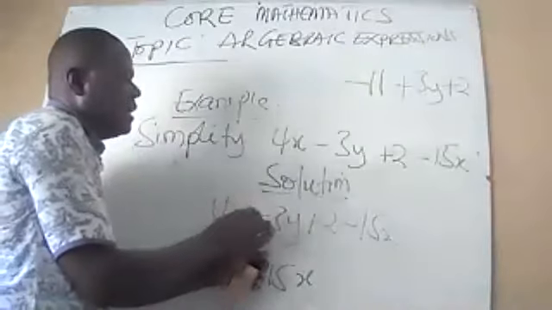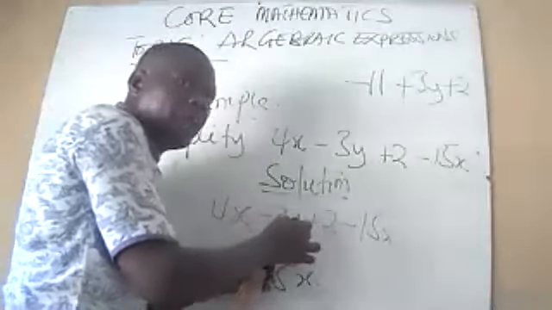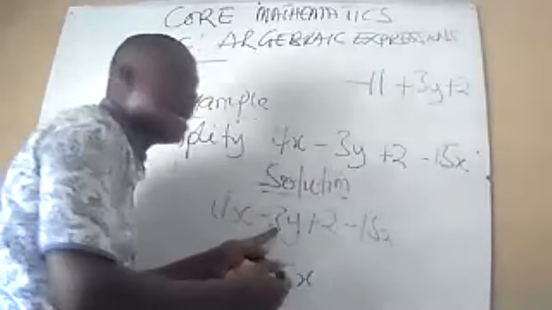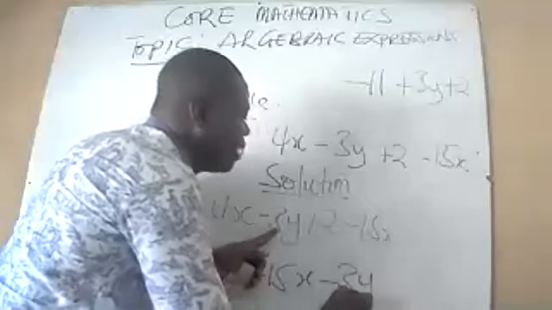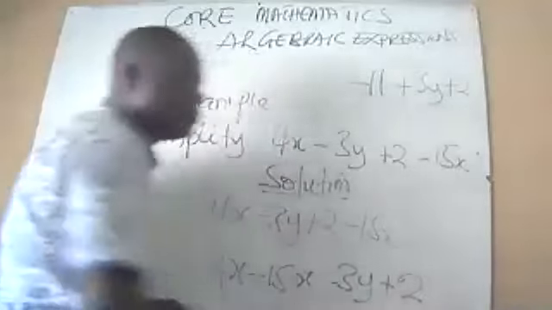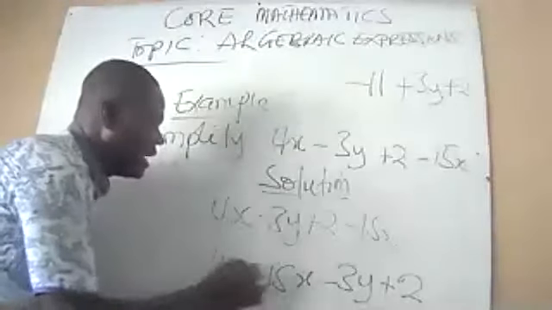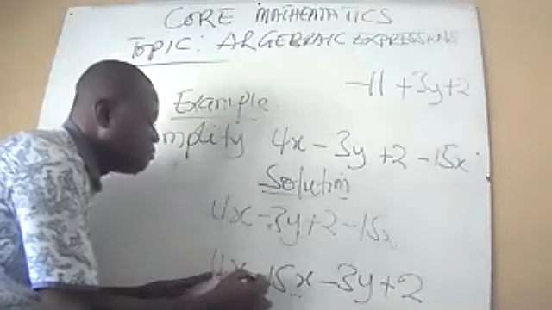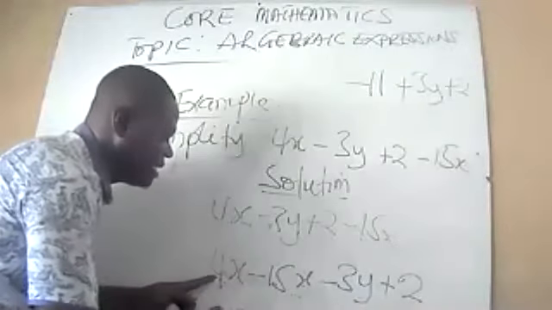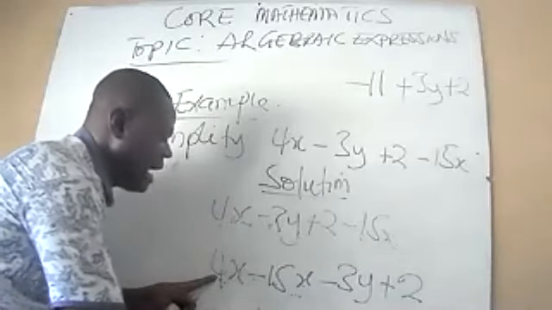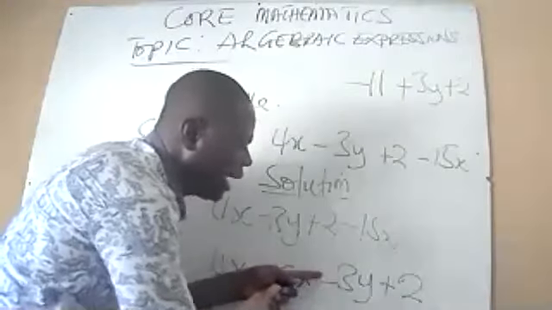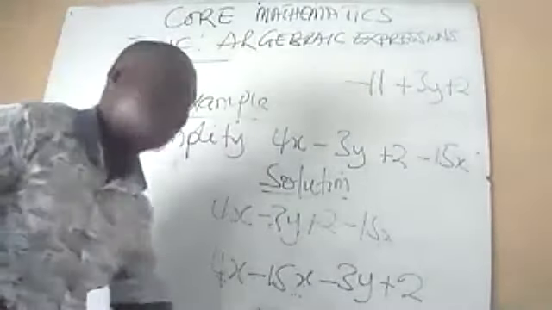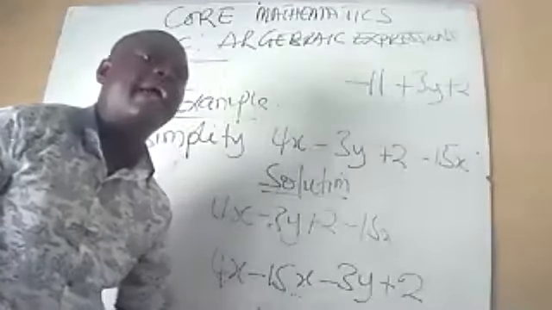Then you see the next term, which is negative 3y. Negative 3y does not have a like term in the expression, so we shall repeat that. So it is negative 3y, and plus 2. Then we can simplify this further because they are like terms. 4x minus 15x will give us negative 11x, then minus our 3y plus 2. And that is the best we can do because there are no like terms in them.